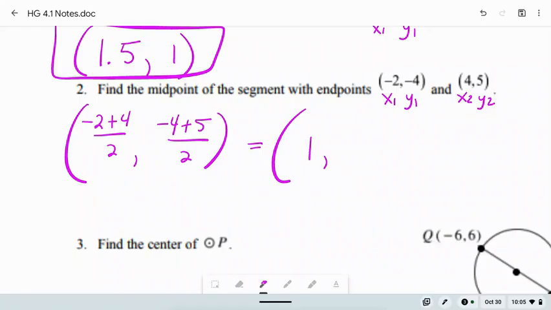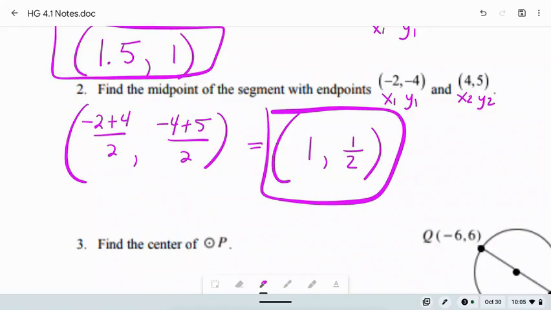Then -4 plus 5 would be 1. Divided by 2 would be 1/2, or you could write 0.5. That would be the midpoint of those two.